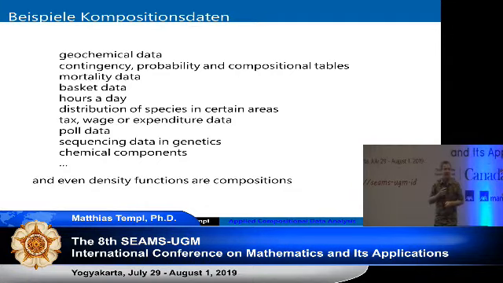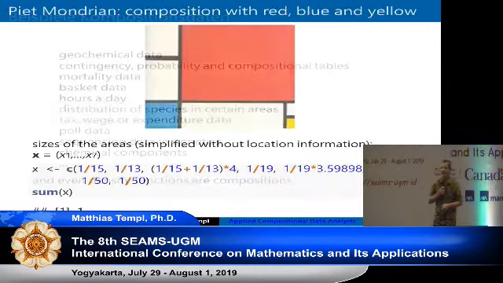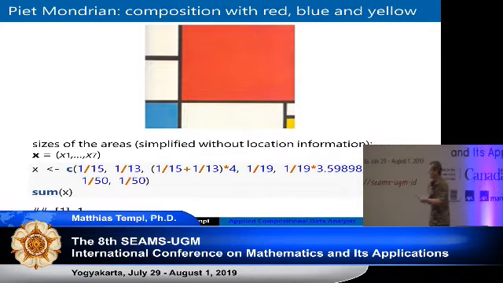So I give you a very abstract example now. Here you see a picture of Piet Mondrian. Dutch people know him very well. For this composition with red, blue, and yellow, he took, I think, more than 10 years to find, for him, the best ratios between blue, yellow, red, and white here.